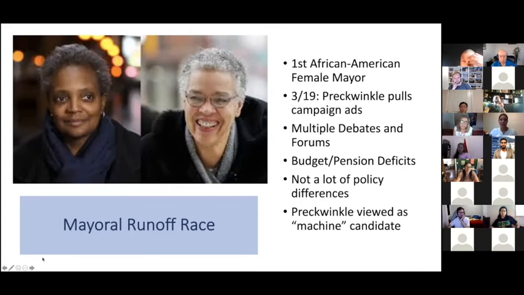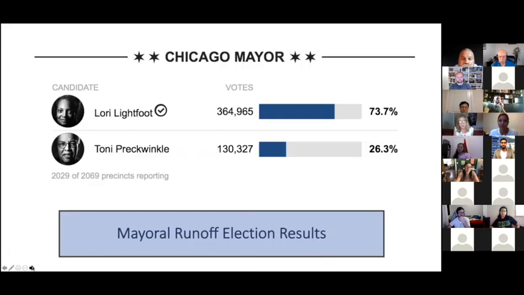Preckwinkle was widely seen as the machine candidate because she was the head of the Cook County Democratic Party. Now, going back to some of Preckwinkle's history, she was really a reformer. So to see her now being cast as the machine candidate, there are strong arguments for why she would be called that. Just watching the evolution was quite interesting.